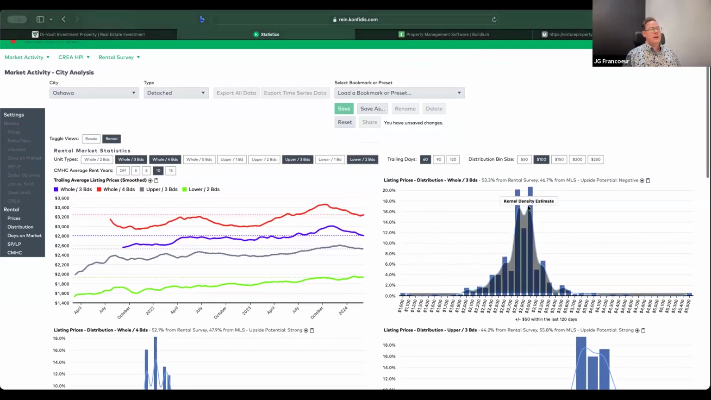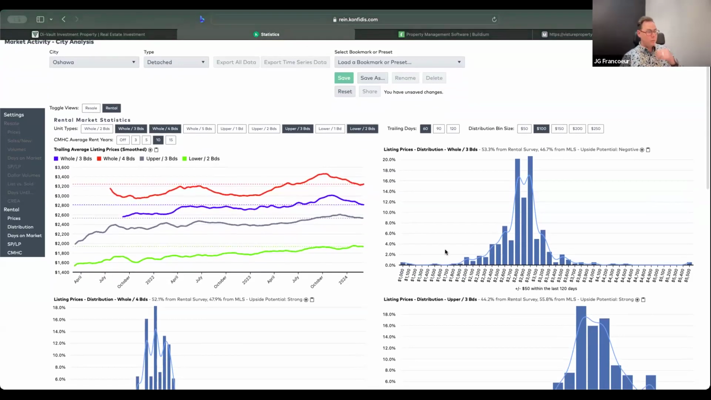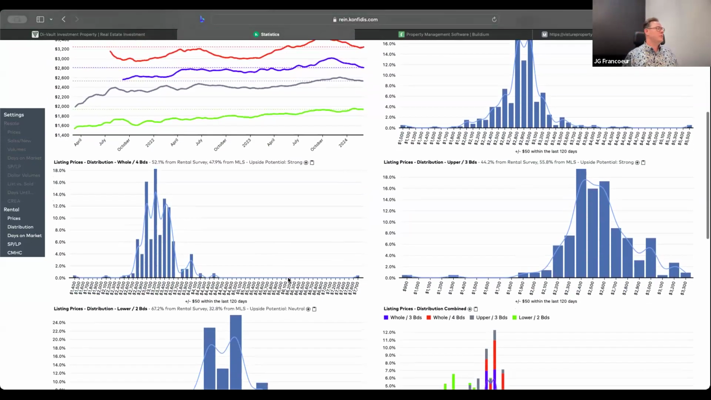And if you look at the 3 bedrooms here, you can see on average, the distribution is between 2,600 and 3,200, but the bulk of it is between 2,800 and 3,000 for Oshawa. So if you have a 3 bedroom home in Oshawa, you're going to rent it probably between 2,800 and 3,000.